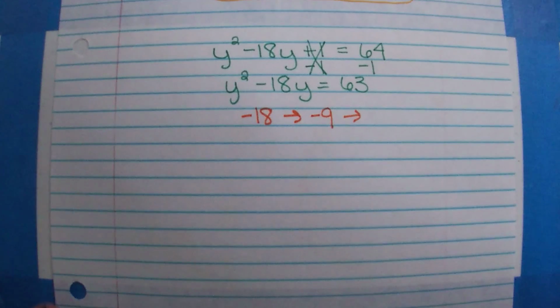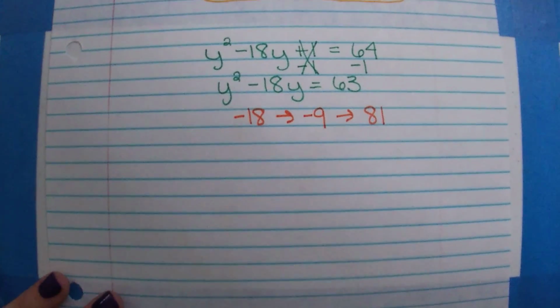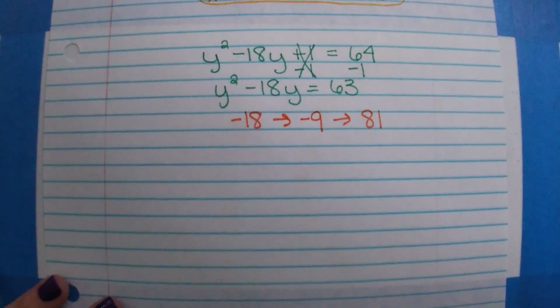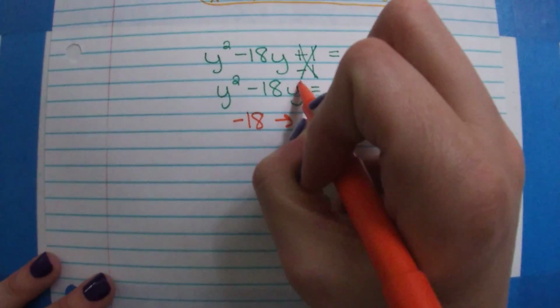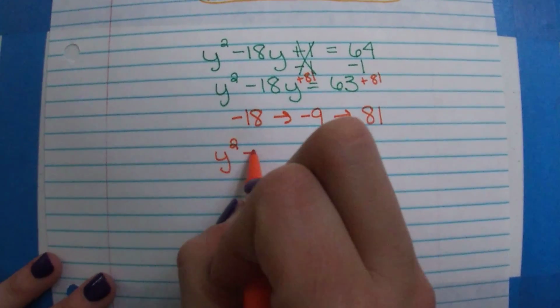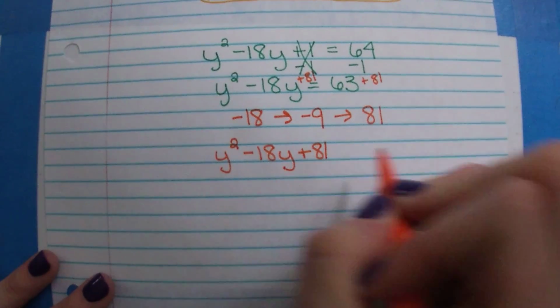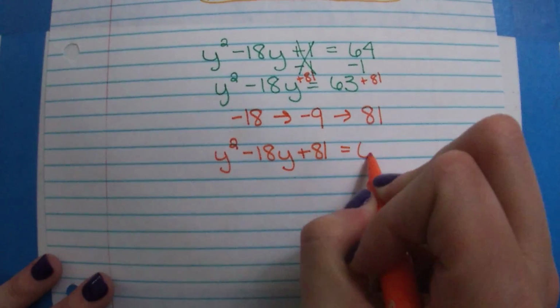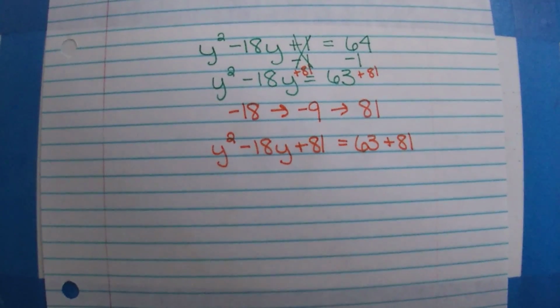Again, we're going to square a negative, so whenever we're squaring a negative, make sure you're using those parentheses, and we're getting a positive 81. Okay, so we're going to add that 81 to each side. So now we're at y squared minus 18y plus 81 equals 63 plus 81.